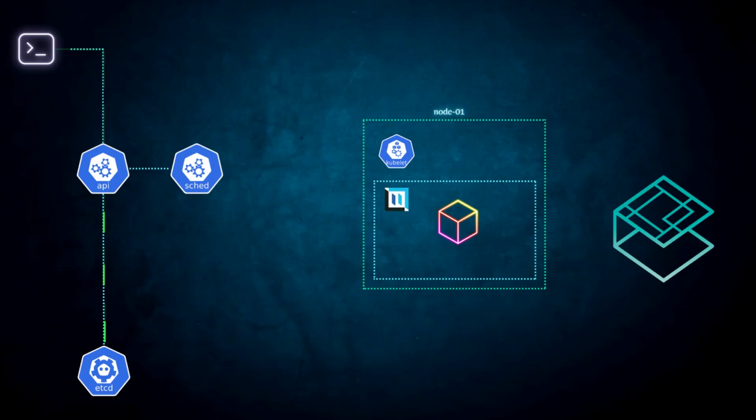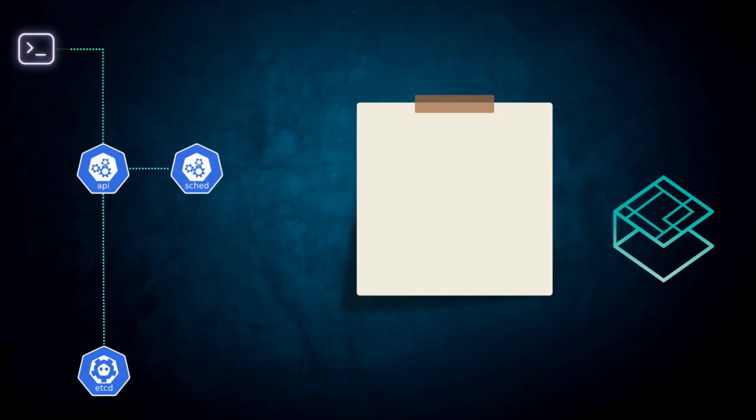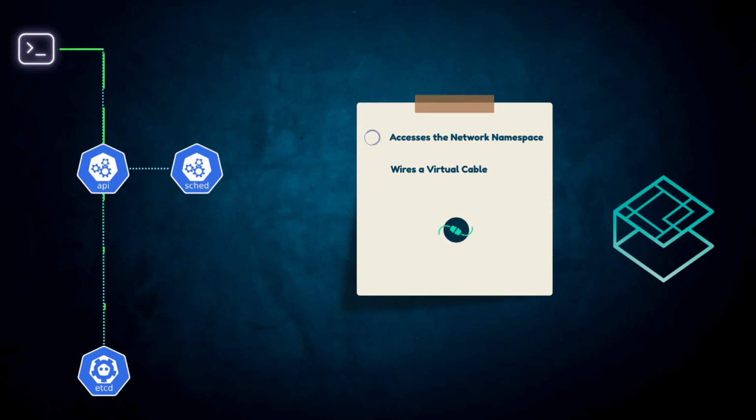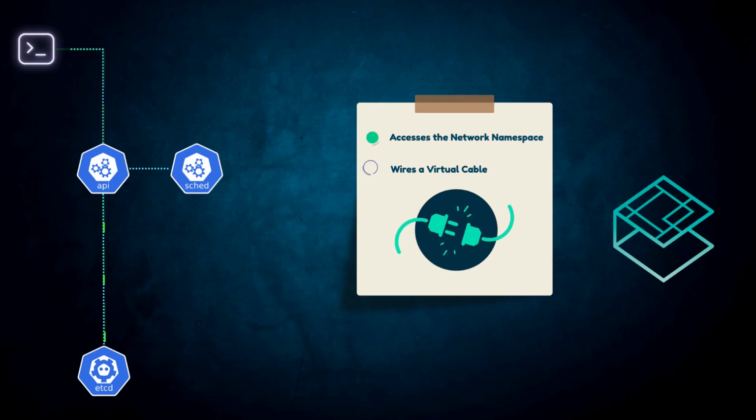The CNI plugin leaps into action to execute four critical tasks. One, it accesses the network namespace, which means it enters a dedicated network environment carved out by the runtime for the pod, and wires a virtual cable. It provisions a virtual Ethernet pair, often called a veth pair. One end sits inside the pod, and the other end plugs directly into the host machine.